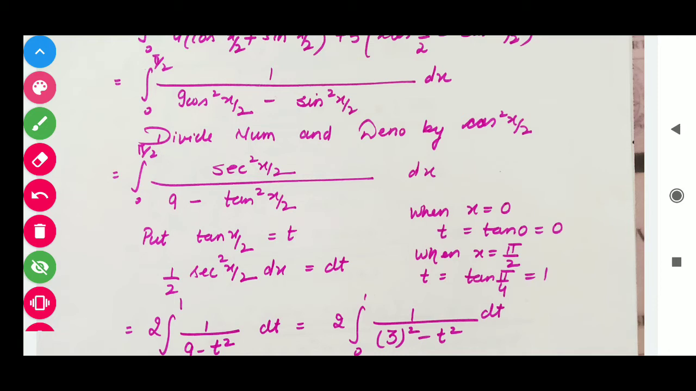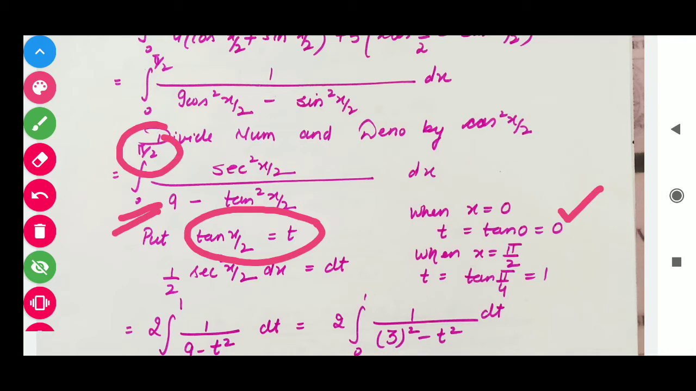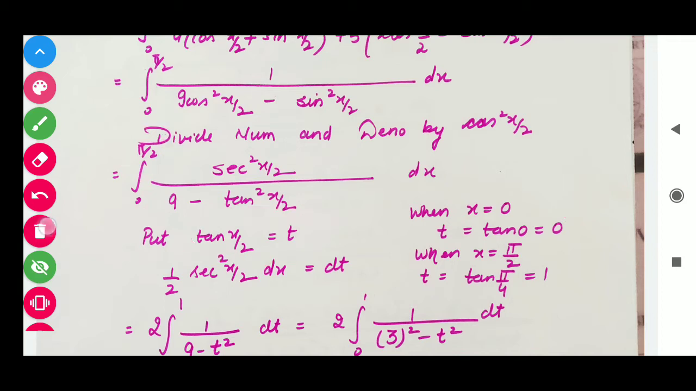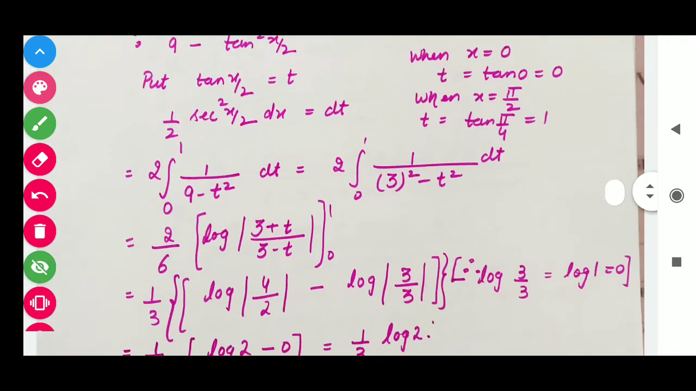But students, we are doing chapter definite integral, so here we have to convert the limits in the form of t, because we are converting the variable x into t. So when x is 0, we get t equal to 0. Similarly, when x is 90 degrees, we get t equal to tan 45, and the value of tan 45 is 1. So by putting these values in the lower and upper positions, we get 1 over 9 minus t square.